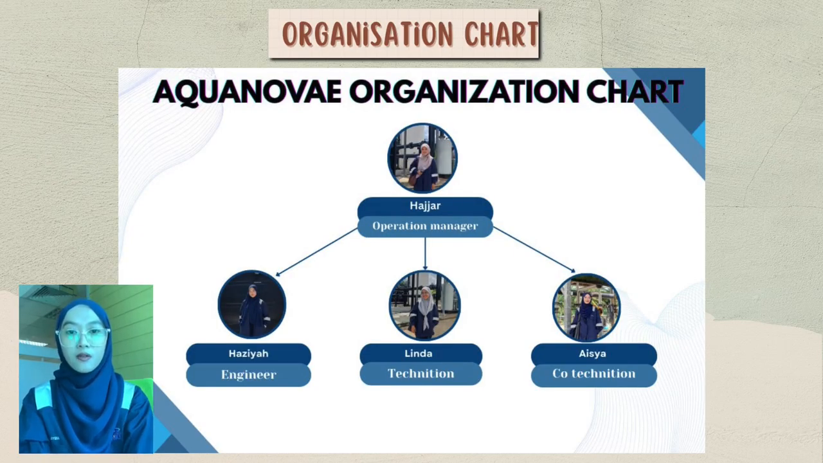This is the Aquanova organization chart. So we have Haja as operation manager, and we have Haja as an engineer, and we have Linda as a technician, and also Aisha as a co-technician.